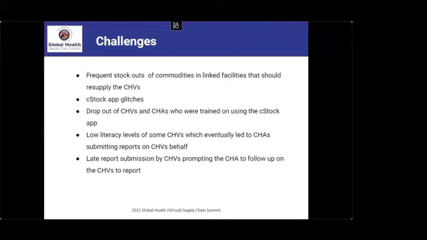What are some of the challenges we've experienced over time during our implementation of Systock? One, there has been frequent stockouts of commodities in linked facilities that should resupply the CHVs. The Systock app has had glitches, dropout of CHVs and CHAs who were trained on using the Systock app, low literacy levels of some CHVs, which eventually led to the CHA submitting reports on their behalf. And lastly, late report submission by CHVs, prompting the CHAs to follow up on who's to report.